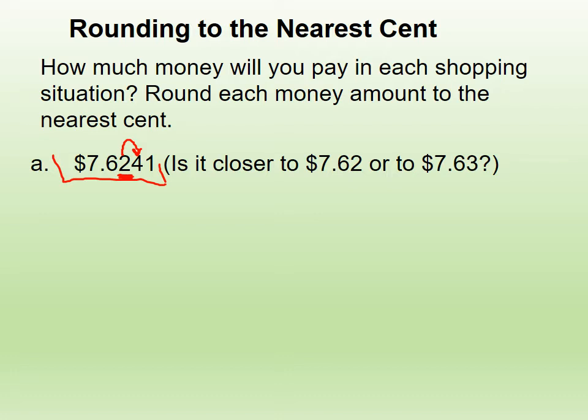It's going to stay. You keep it, guys, because that 4 is not 5 or higher. Only if it's 5 or higher do you round up. And then here's our imaginary pair of scissors. Cut the rest of it out. We don't need it anymore.